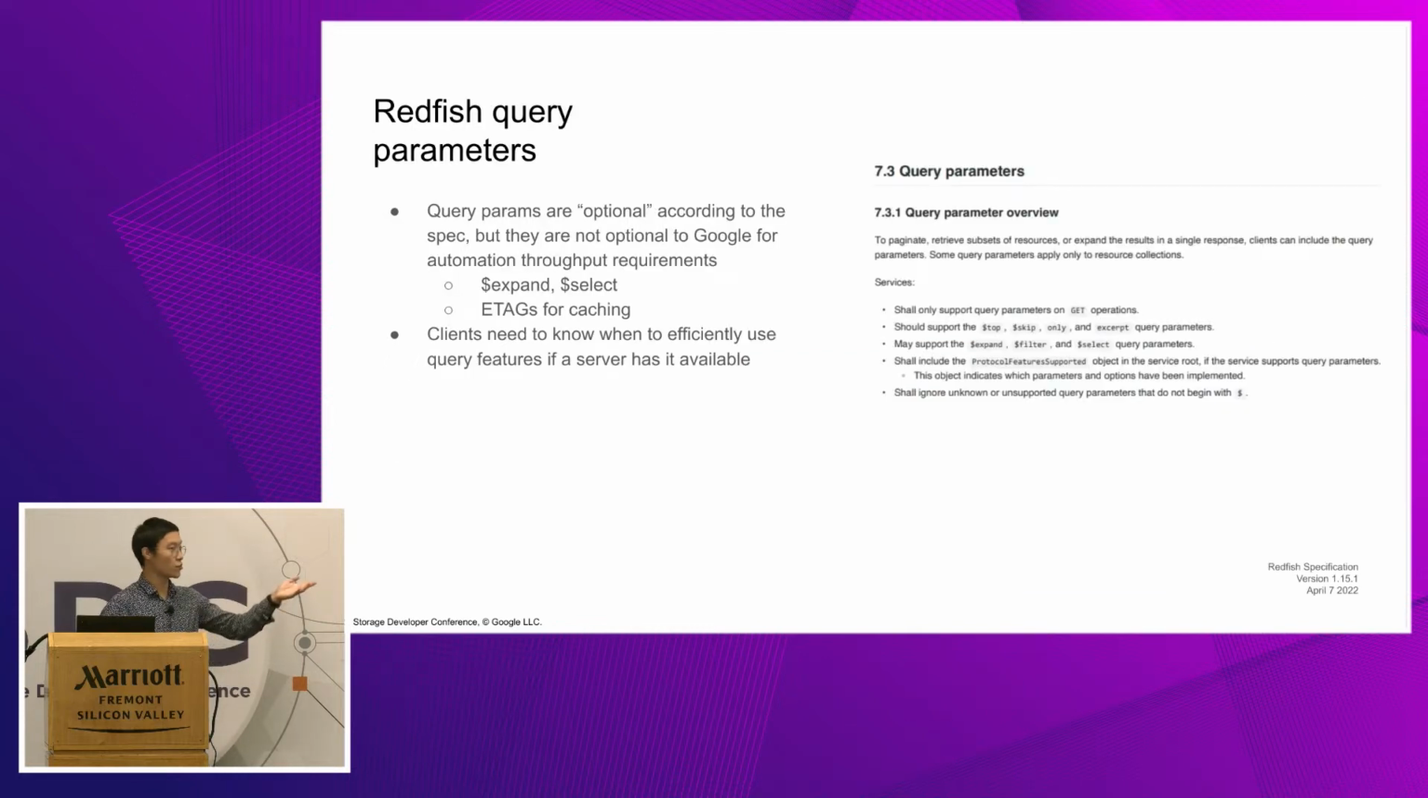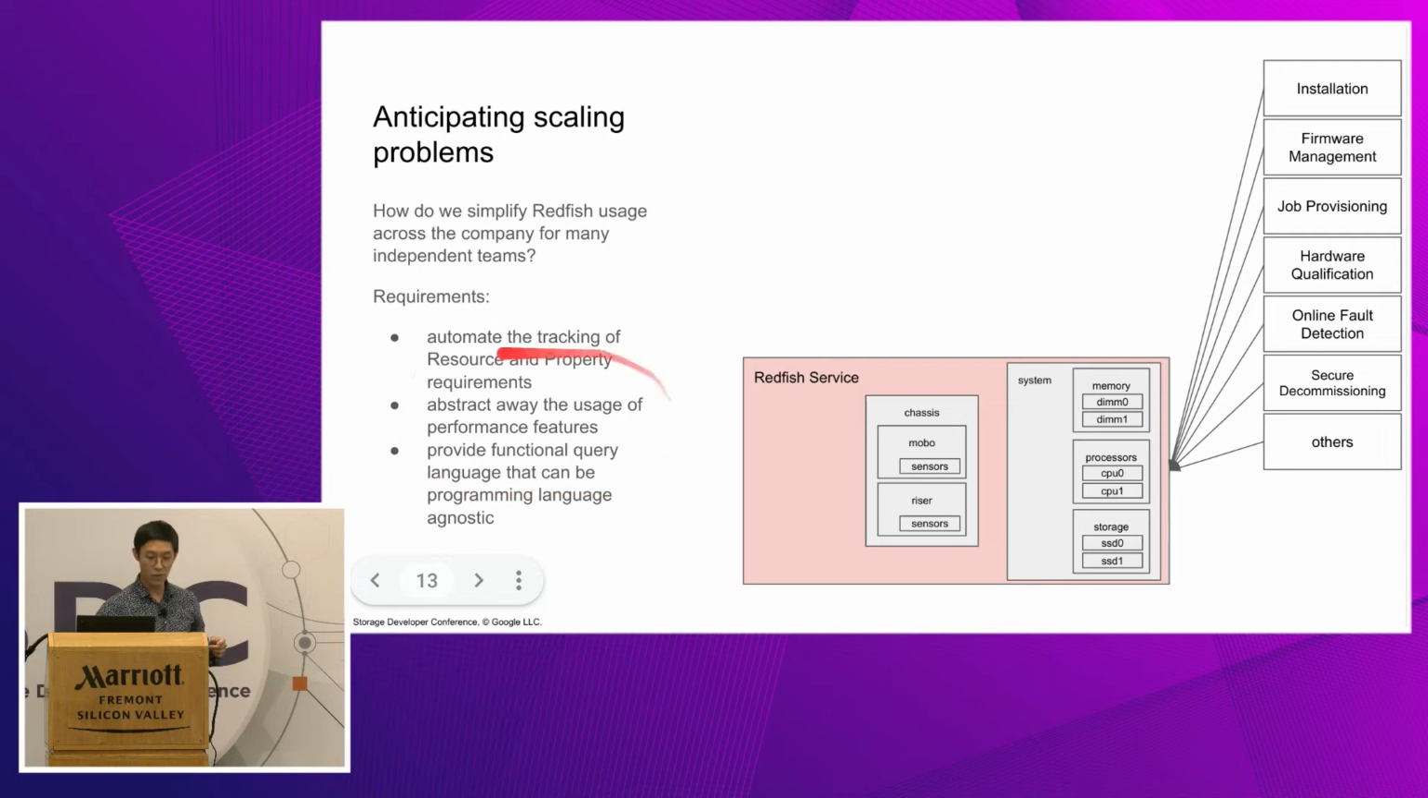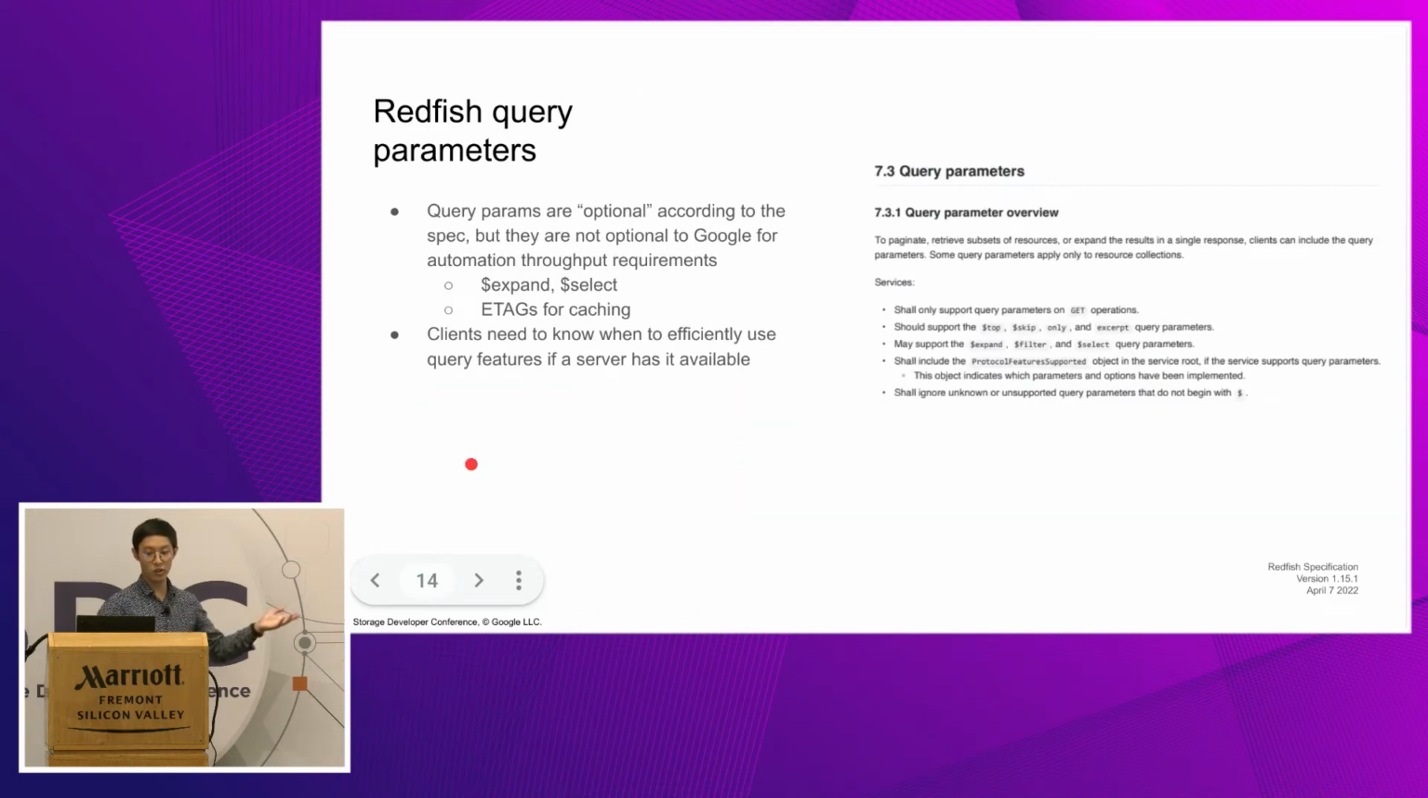So, Redfish query parameters, as I mentioned in this slide, like abstracting away the performance features. These query parameters are optional according to the Redfish specification, but to Google they're actually very important because we have very high throughput automation that needs to hit these Redfish services for a lot of information at very high rates. So we need to squeeze out all the performance we can get. So query parameters like expand, select, e-tags for caching, clients need to know how to use these efficiently. And if you have an imperative style language, it becomes very messy to insert these into your code in a very generic and compatible way.